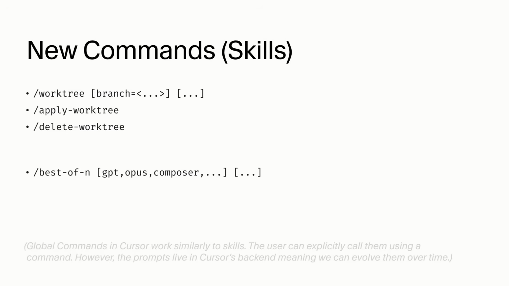So the new commands are /worktree and then /best-of-n, to start agents in isolated worktrees and to start multiple agents on the same task. And then we also have apply worktree and delete worktree to bring over changes from the side worktree into your primary checkout, and delete worktree just does what you would expect.